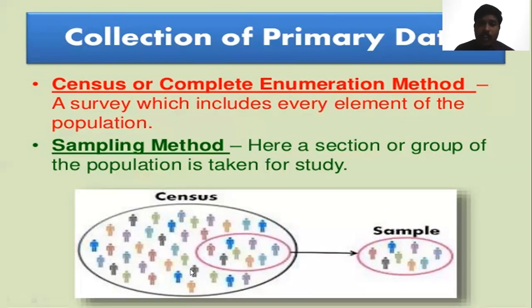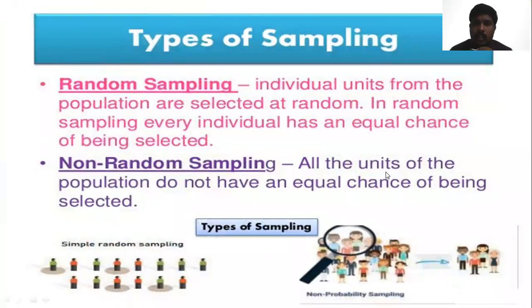You have to study about the characterization of this population, so we can check the sample. There are so many types of sampling. Normally it has been classified as two types. One is random sampling, another one is non-random sampling. In random sampling, individual units from the population are selected at random. In random sampling, every individual has an equal chance of being selected. So in non-random sampling, all the units of the population do not have an equal chance of being selected. Here the pictorial representation is given.